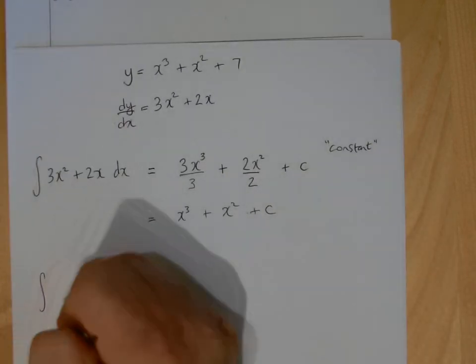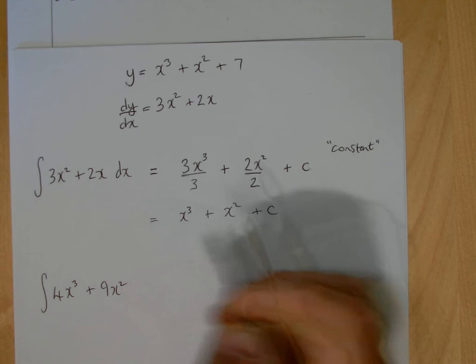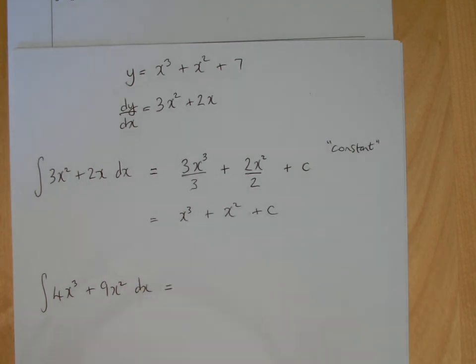Suppose I'm asked to integrate 4x cubed plus 9x squared dx. Suppose I'm asked to integrate this. So remember now it's the opposite of differentiation, okay? And we do things in the opposite order. So you can see here the integral symbol with respect to x.